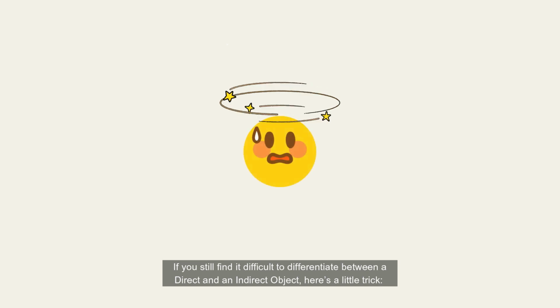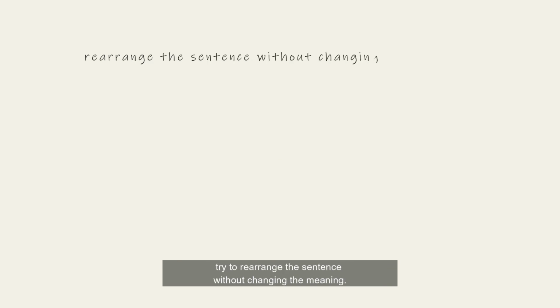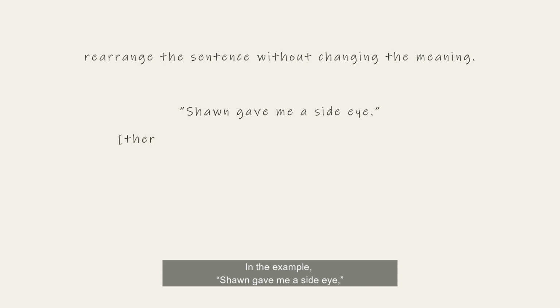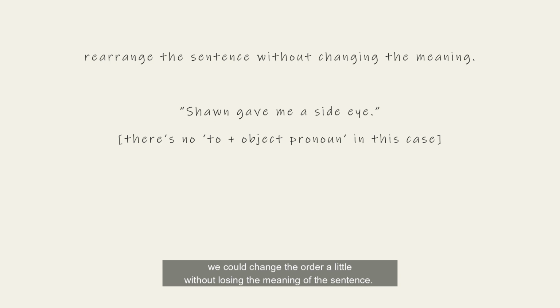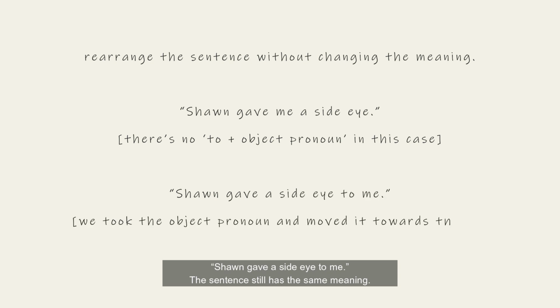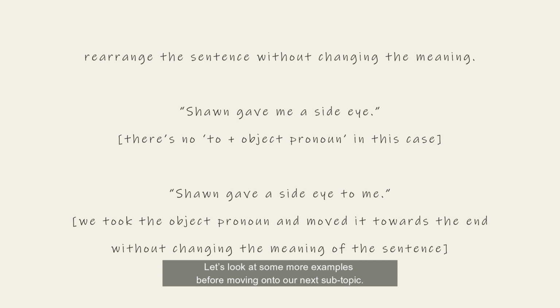If you still find it difficult to differentiate between a direct and an indirect object, here's a little trick. Try to rearrange the sentence without changing the meaning. In the example, Sean gave me a side eye, we do not have a preposition to make things clear. However, we could change the order a little without losing the meaning of the sentence. Sean gave a side eye to me. The sentence still has the same meaning. Let's look at some more examples before moving on to our next subtopic.